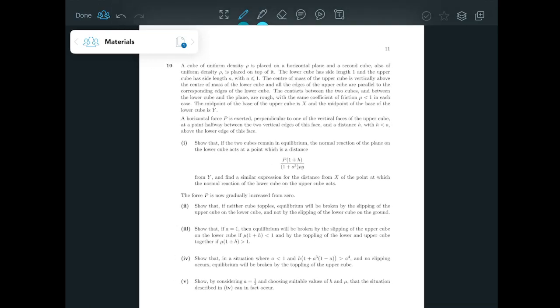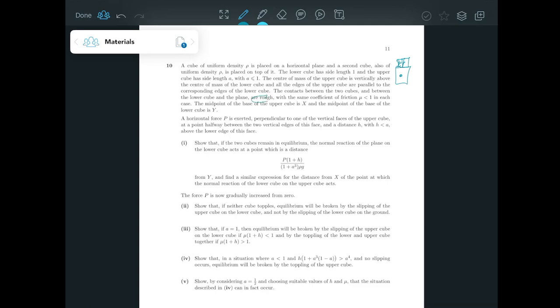Question 10, cube of uniform density is placed. Another one is placed on top of it. So I've got two, and the one on top is smaller. The centre of mass of the upper cube is vertically above the lower cube. So we've got some centre of masses. Both are uniform density, so we do have them perfectly lining up.